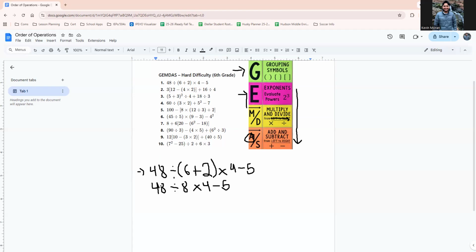So I'm going to do 48 divided by 8 first, and that is 6. I'm going to rewrite everything else. And then I have multiplication and subtraction. Multiplication comes first before subtraction. So 6 times 4 is 24 minus 5. There's only one thing to do now, and that is 19.